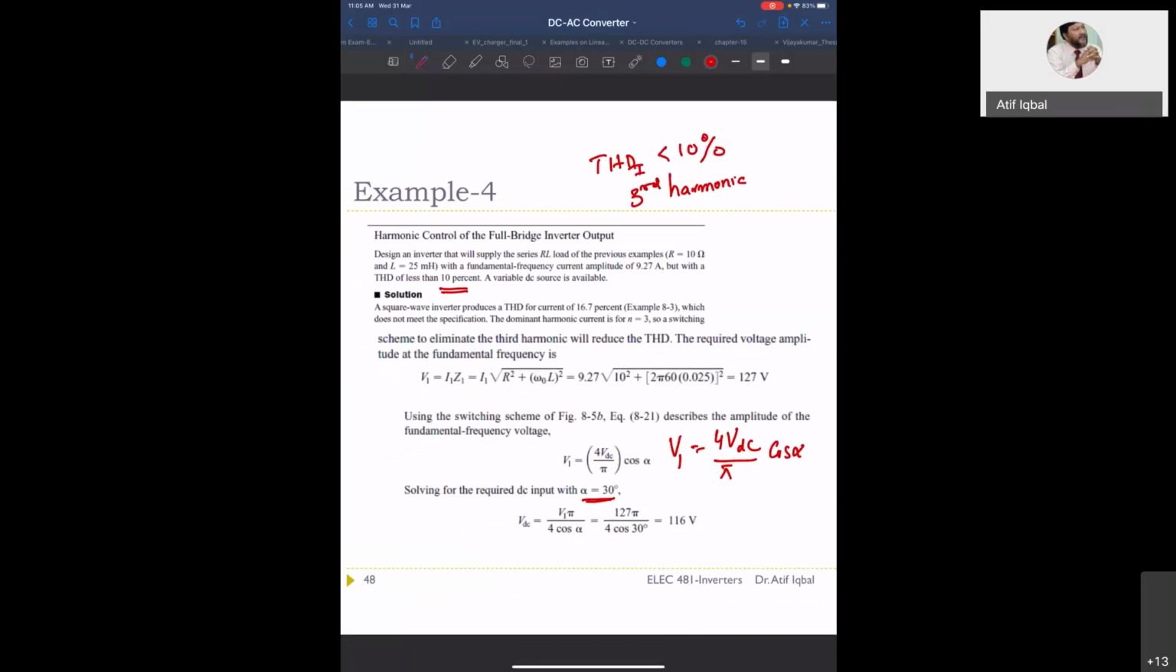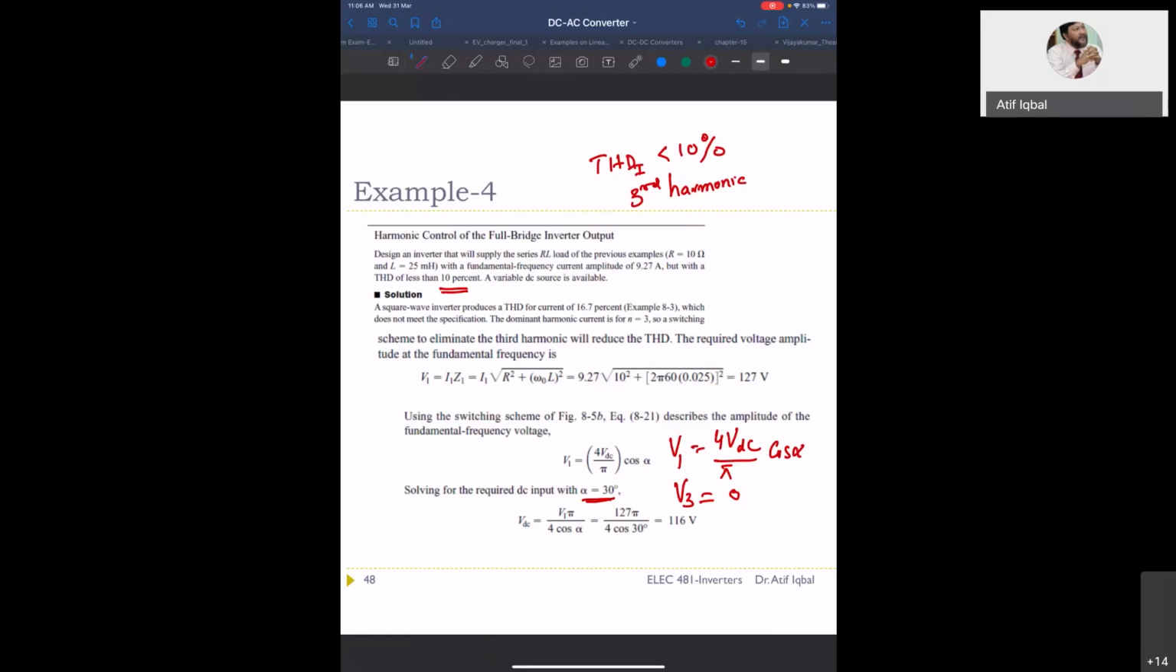Now, you see, if we put alpha equal to 30 degrees, then we will be able to eliminate the third harmonic. The third harmonic component, V3, will be equal to 0. So one element will be 0. Then we will check what the total harmonic distortion in current will be. We have to calculate the current for the fundamental, then third, fifth, seventh, ninth, like this. So, what is VDC? The DC link voltage is not given here.